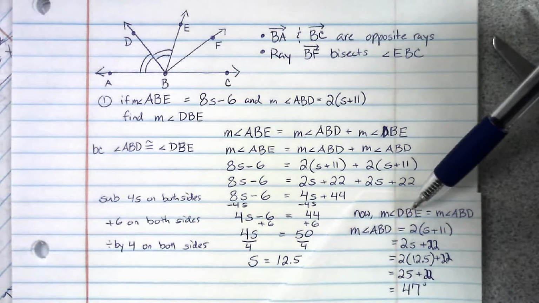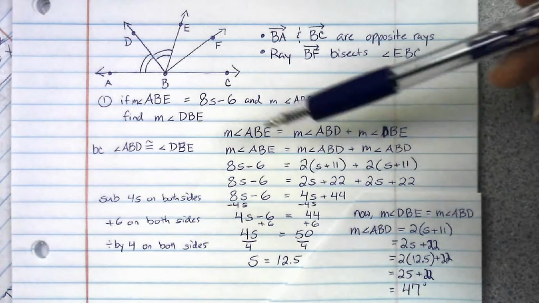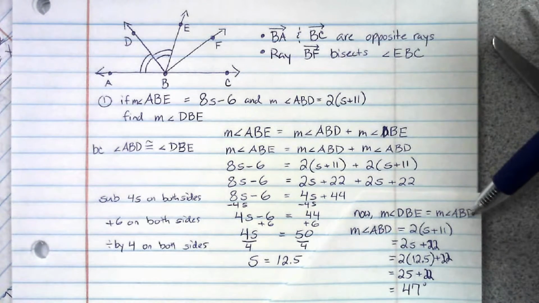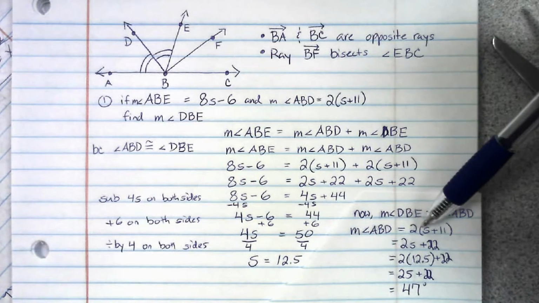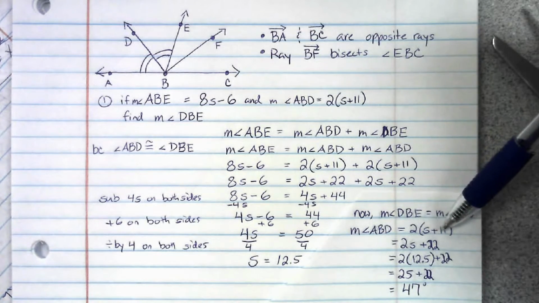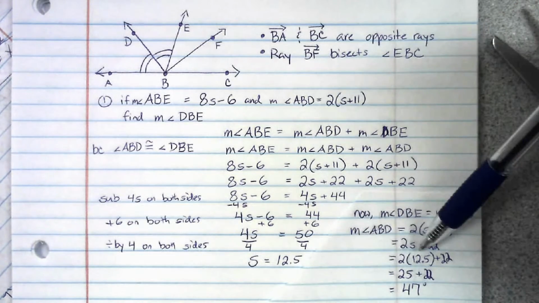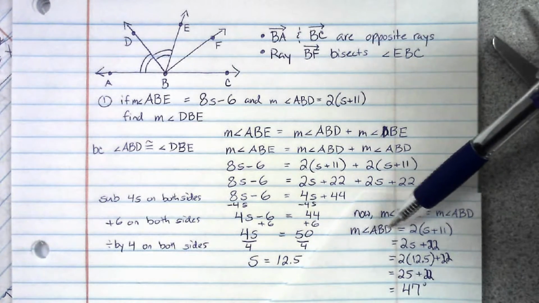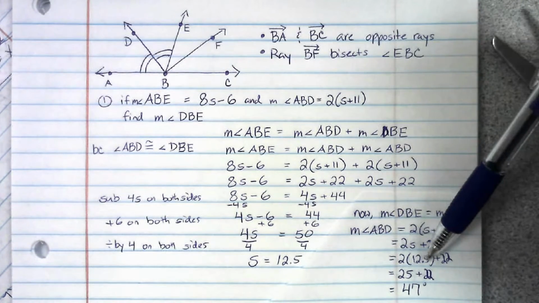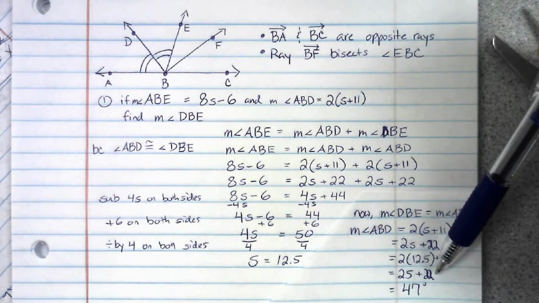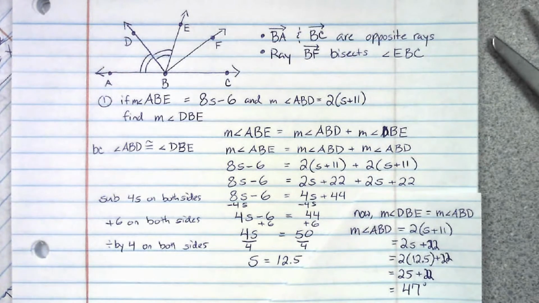Remember, the measure of DBE was congruent. It was equal to the measure of angle ABD. So we're going to use that to our advantage. Since we know that ABD has the formula 2 times the sum of s plus 11, we're just going to pop our answer for s into that, and that measure is going to be the same measure as DBE. So we have 2s plus 22, pop in the 12.5, we end up with 25 plus 22, which gives us 47 degrees as our final answer. And if you can do all this, you should be pretty set for the test. All right, best of luck to you.